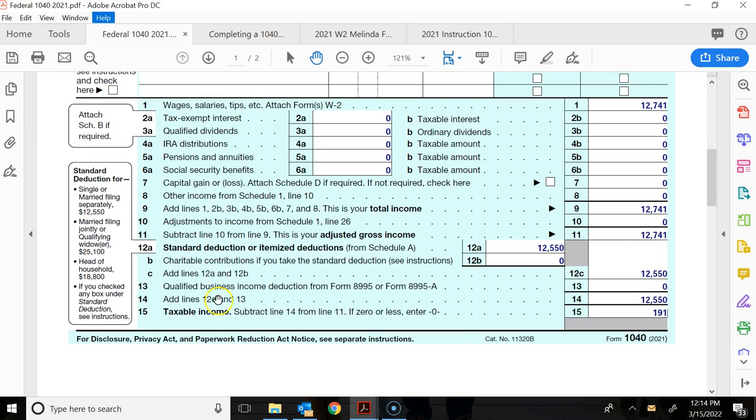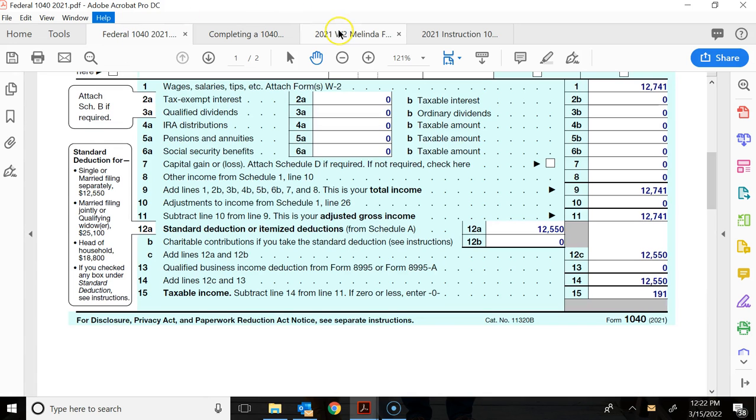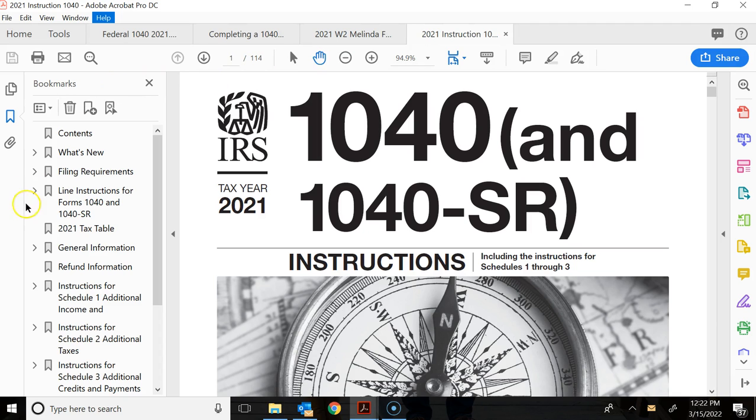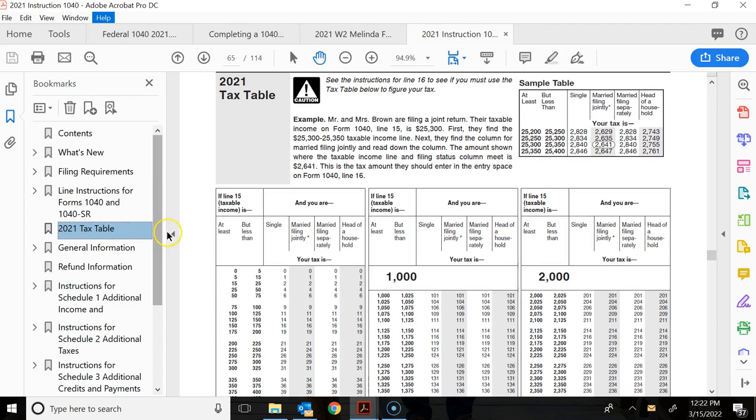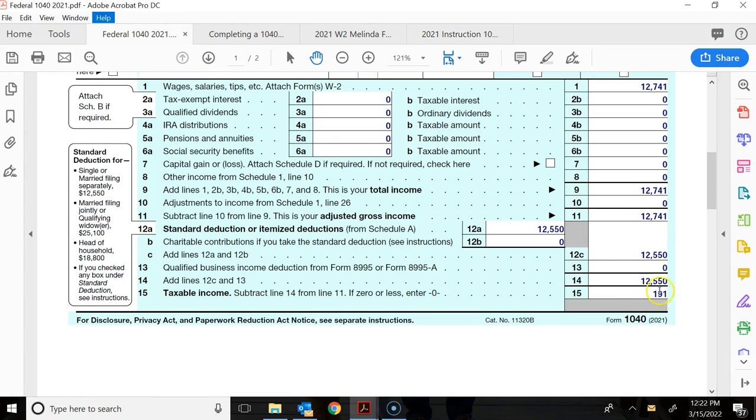All right, so now we are going to go to line 16, which is the back page, and our cheat sheet tells us to find tax for line 16, refer to the tax table on page 65 of the 1040 instructions. All right, so we're going to go ahead and open up the tax table here. If you look on the cheat sheet, it does have the link here for the tax table. I'm just going to use that index over there to go to the tax table. And so the number we're looking for, once again, is 191.